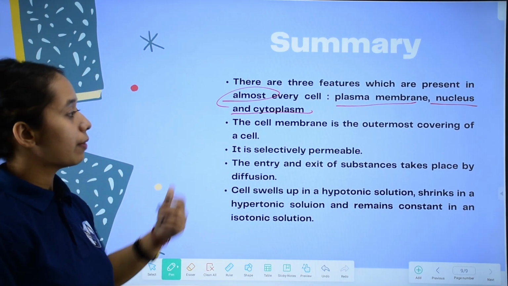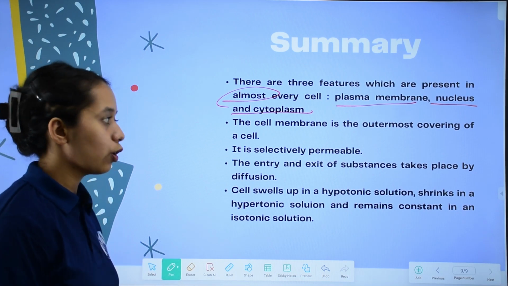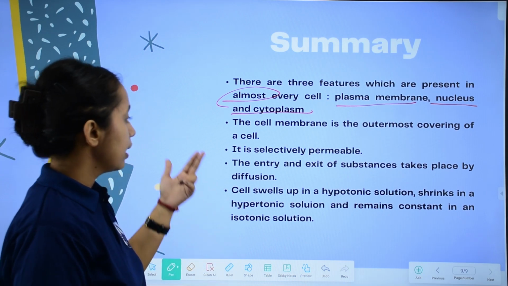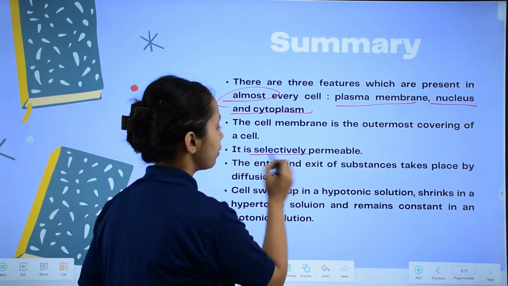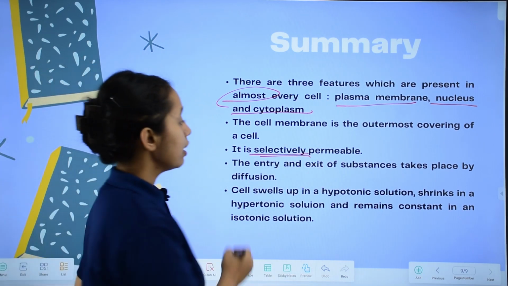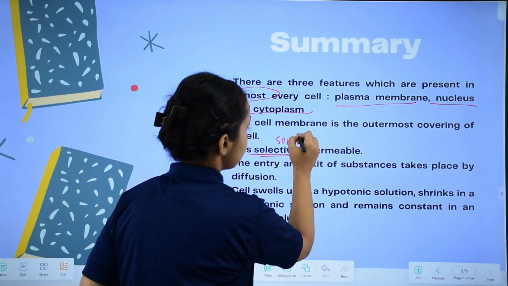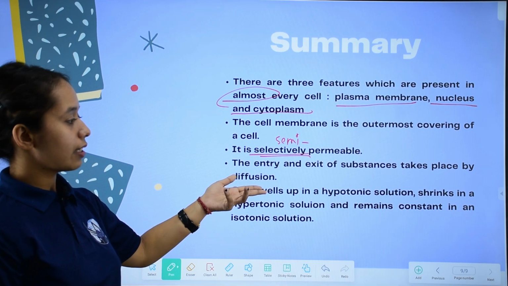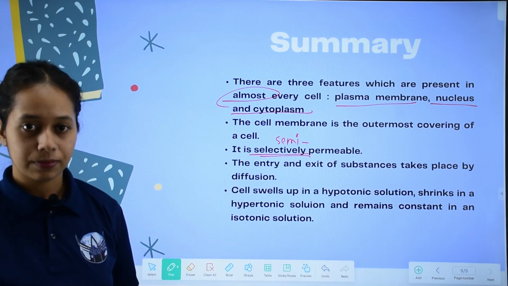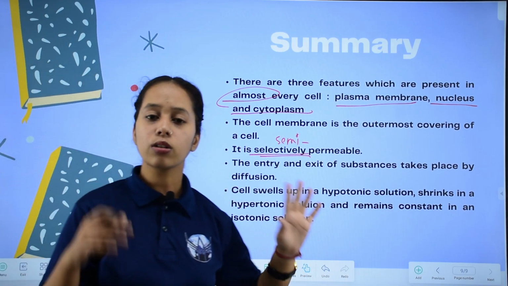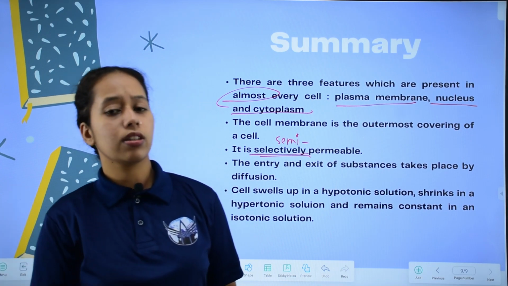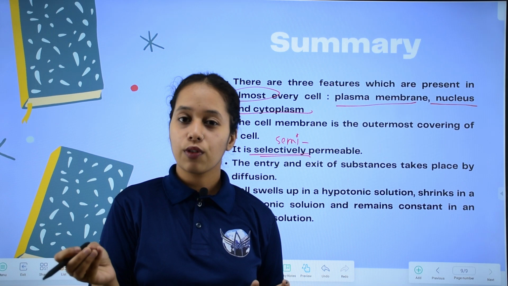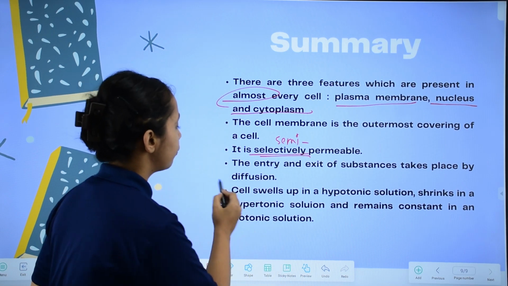Now, the cell membrane is the outermost covering of a cell. We already discussed about that. It is the outermost protective covering of a cell. It is selectively permeable, or we can also say that it is a semi-permeable membrane. The entry and exit of substances take place by diffusion. Not all substances will be allowed in, not all substances will be allowed out. So the entry and exit, what is the process involved in that? The process involved is diffusion.